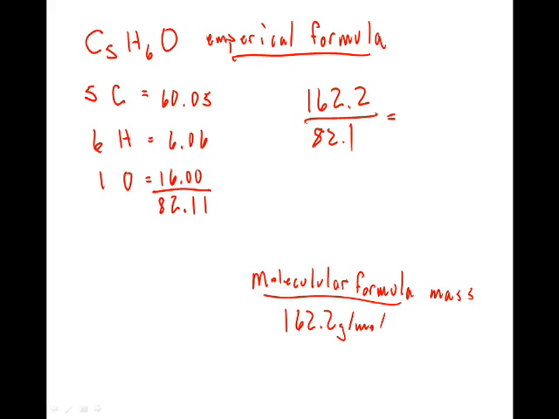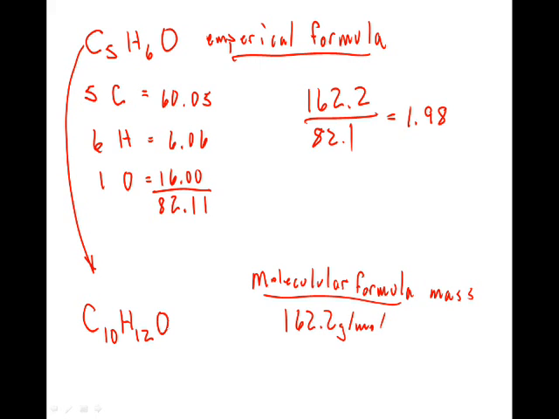What did my... oh, I multiplied. That's what the problem is. Got to be careful not to do that. Divided by, and I get 1.98, which is really fairly close to 2. So our ratio of molecular formula to empirical formula is 2 to 1, which means our molecular formula is just twice that of our empirical formula. So the molecular formula is C10H12O2.